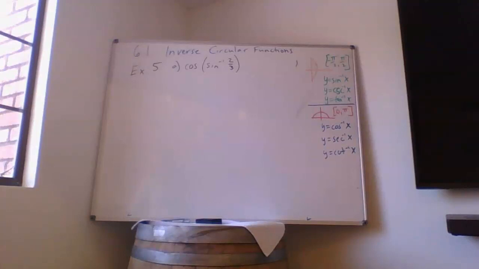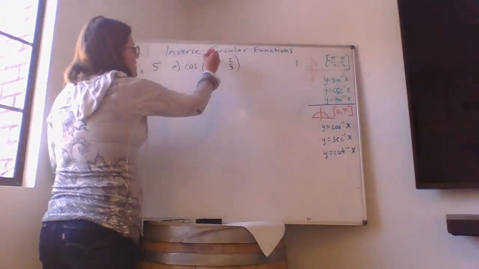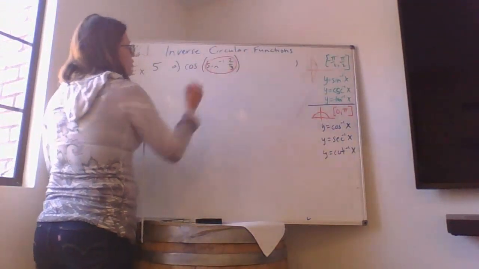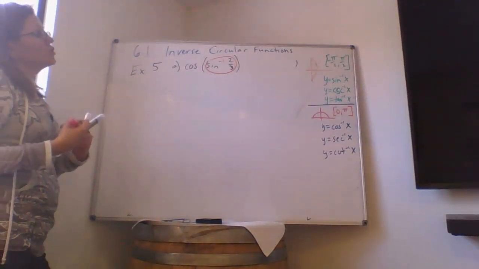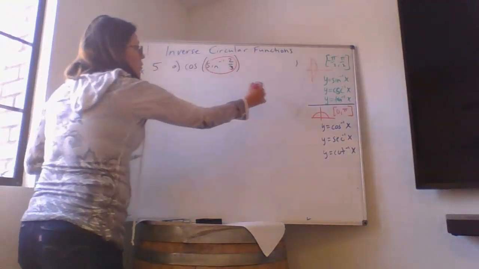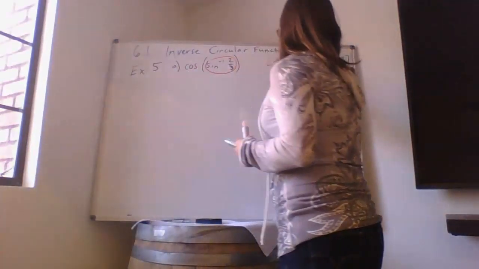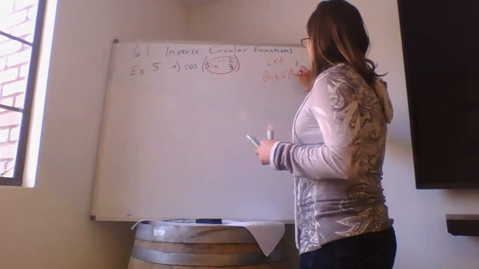Example 5. Evaluate each expression without a calculator. A, cosine of sine inverse of 2/3. So the first thing to ask is, what does this sine inverse of 2/3 even represent? All of our inverse functions are actually equal to the angle or the arc length. So what we're going to do is we're going to go off to the side and we're going to let theta for an angle be sine inverse of 2/3.